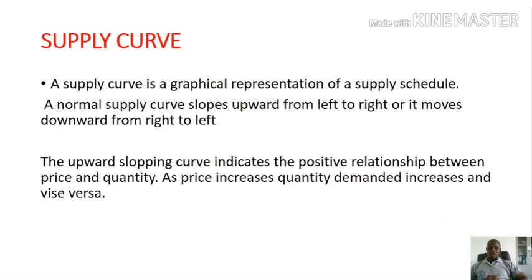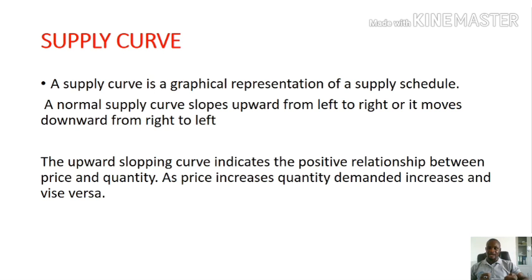Great. Now, the supply schedule, which is the various quantities of goods that suppliers make available for sales in the market at various prices within a given period of time, can be illustrated or demonstrated on what is known as a supply curve. Alright? A supply curve is simply a graphical representation of a supply schedule. And a normal supply curve should slope upward from left to right.